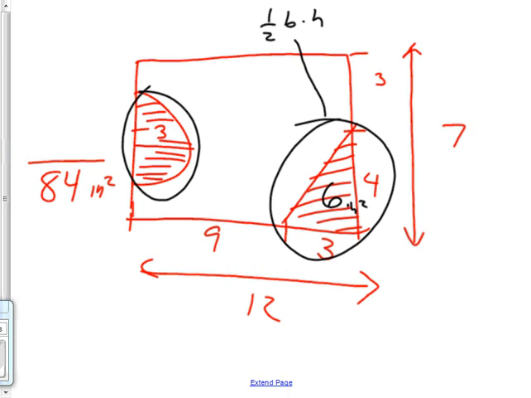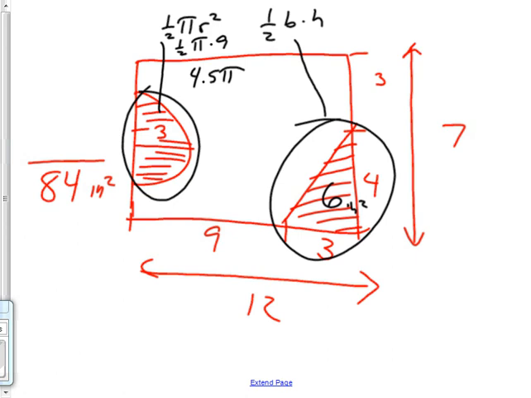And the area of my circle is based on pi r squared, but I only have half of the circle. So my formula is going to be 1/2 of pi r squared. My r is 3, so 3 squared will be 9, so I'm 1/2 of pi times 9. Half of 9 is 4.5, so it's 4.5 pi.